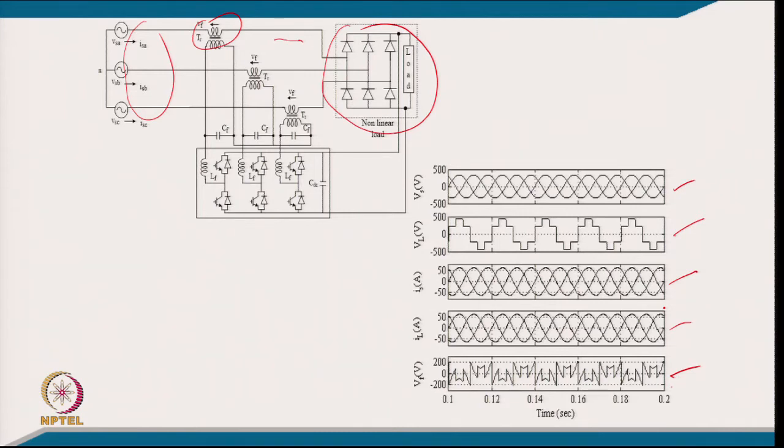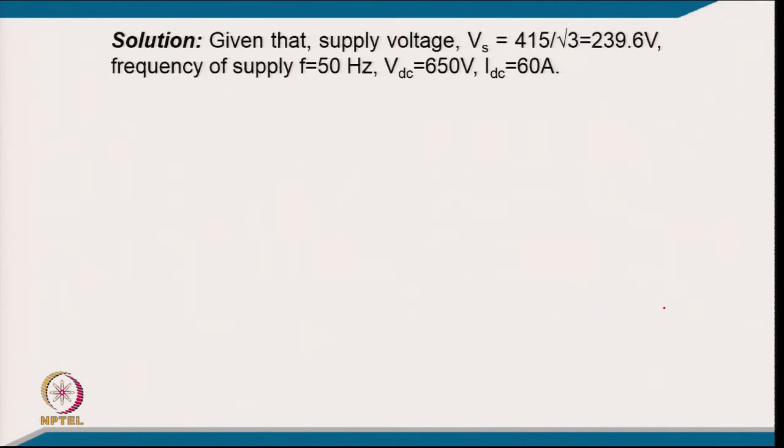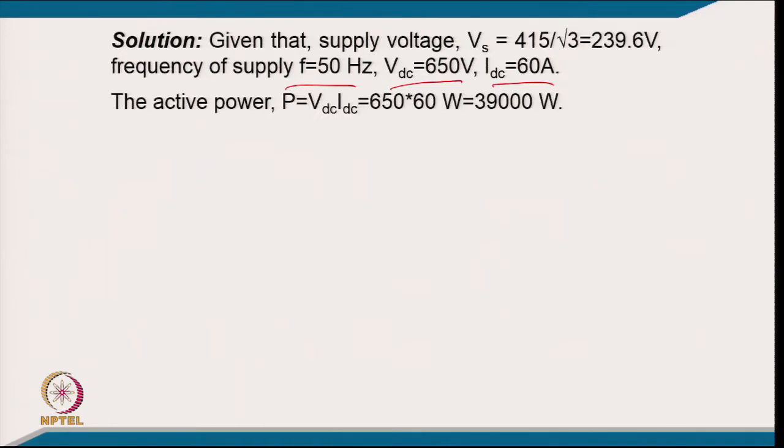So, with this explanation, coming to the solution part of the numerical problem, given that the supply voltage Vs equals 415 by root 3, that is 239.6 volt, frequency of supply 50 hertz, the DC link voltage is regulated at 650 volt, and the DC link current, I mean the load current virtually drawn by the DC load, is 60 ampere. So, from this we can find out the active power drawn by the load, that is P equals VDC times IDC, that is 650 into 60, that is 39,000 watt.